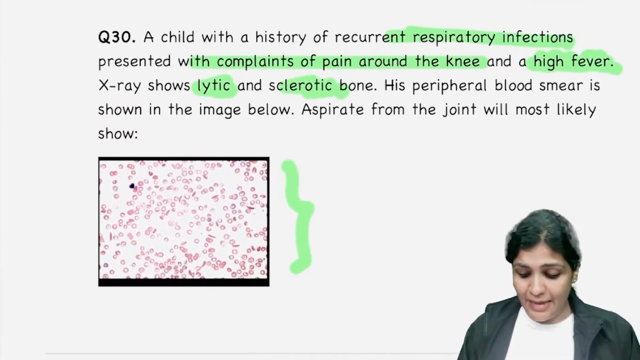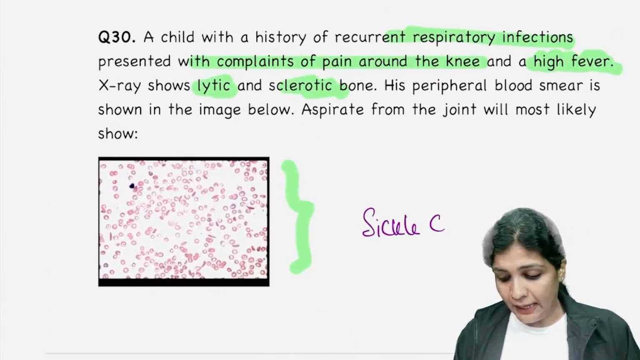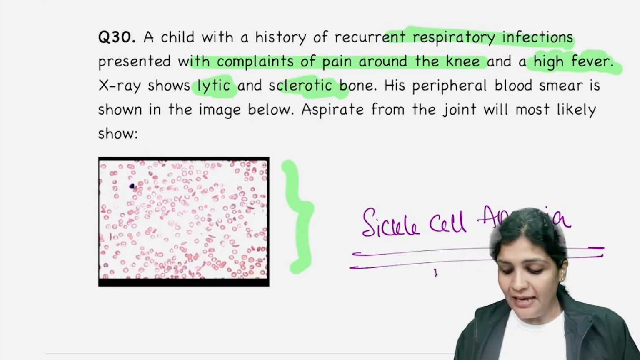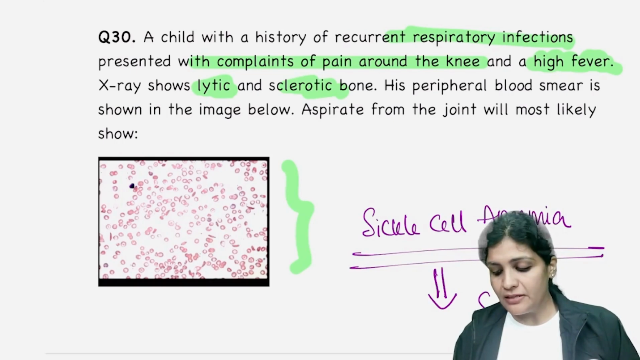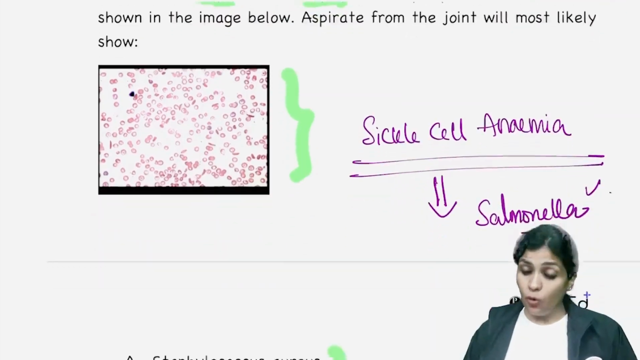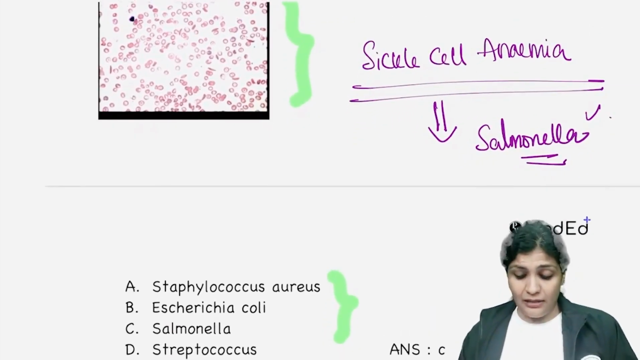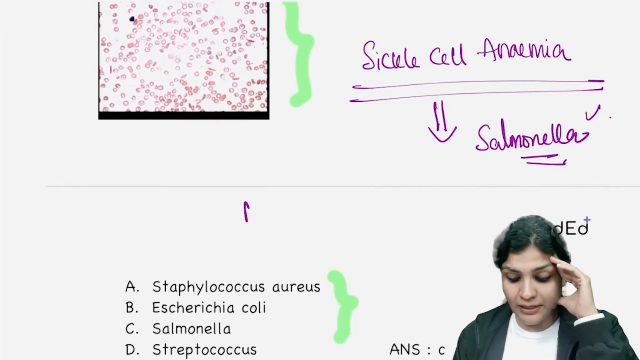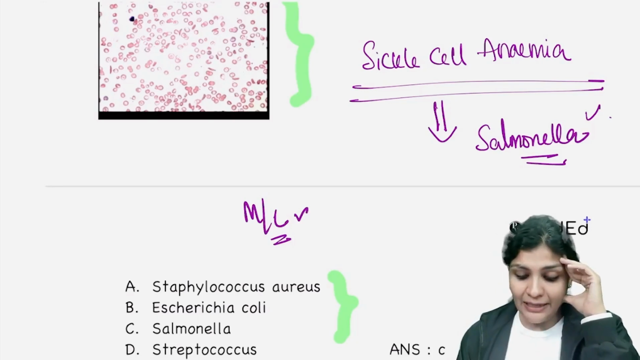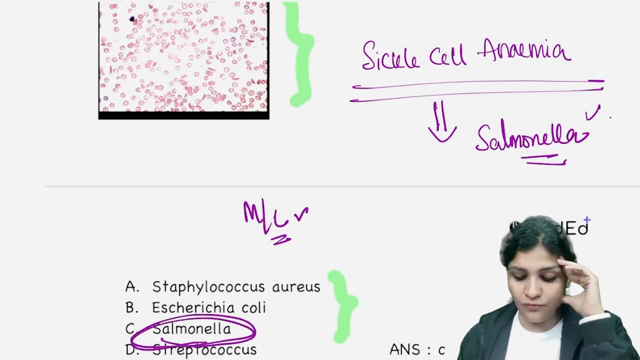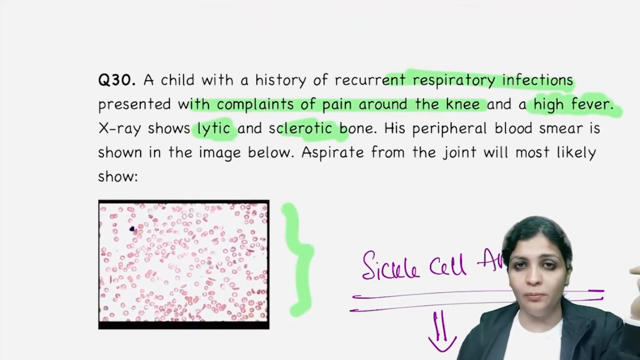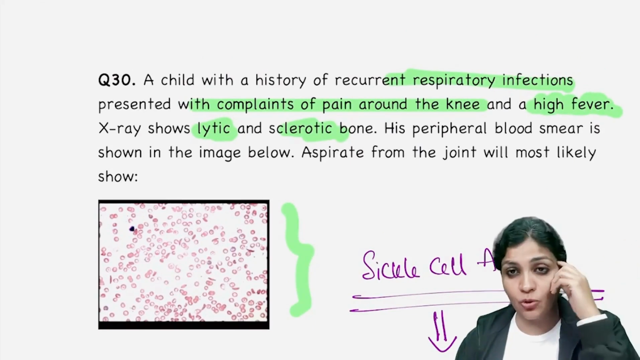So this is an example of sickle cell anemia, right? You can see sickling of the red blood cells. In sickle cell anemia, usually Salmonella is the culprit. But if Staph aureus is given, you have to always consider Staphylococcus aureus. The most common is still Staphylococcus aureus, but in case of sickle cell, you can even think of Salmonella, depending upon your options there.